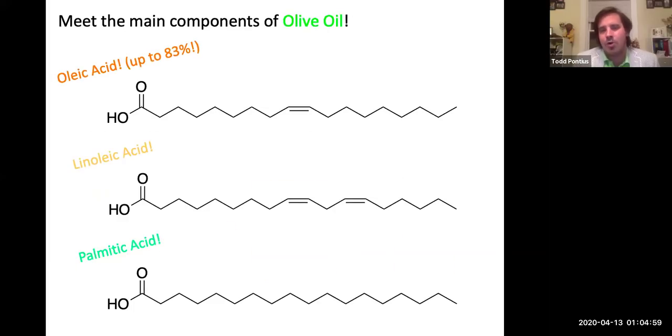So let's meet the main components of olive oil and of water/vinegar. So olive oil consists of, in some cases, up to 83% oleic acid. And these structures are just purely FYI. These are individual fatty acids. They're called fatty acids because they have, well, the acid part they get from the fact that they have a carboxylic acid in them. And fatty comes from the fact that they have these long hydrocarbon chains in them. So oleic acid can be up to 83% of the fatty acids found in olive oil. There's also linoleic acid and palmitic acid, which are pretty commonly found in olive oil, and palmitic acid, especially in butter.